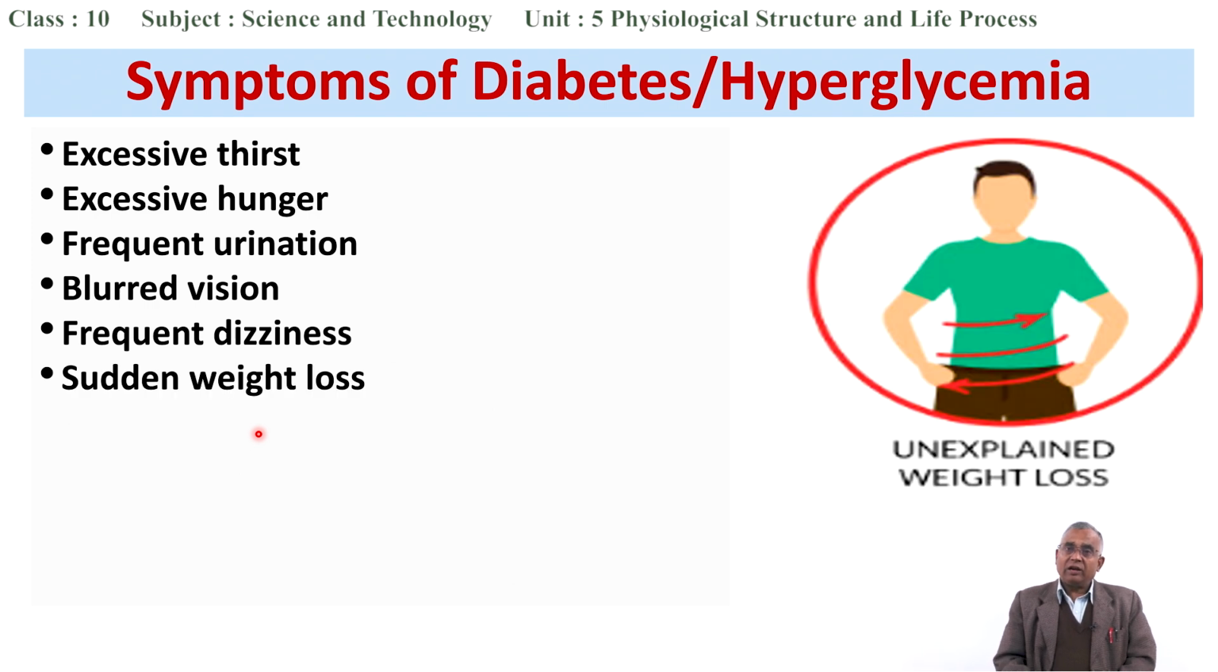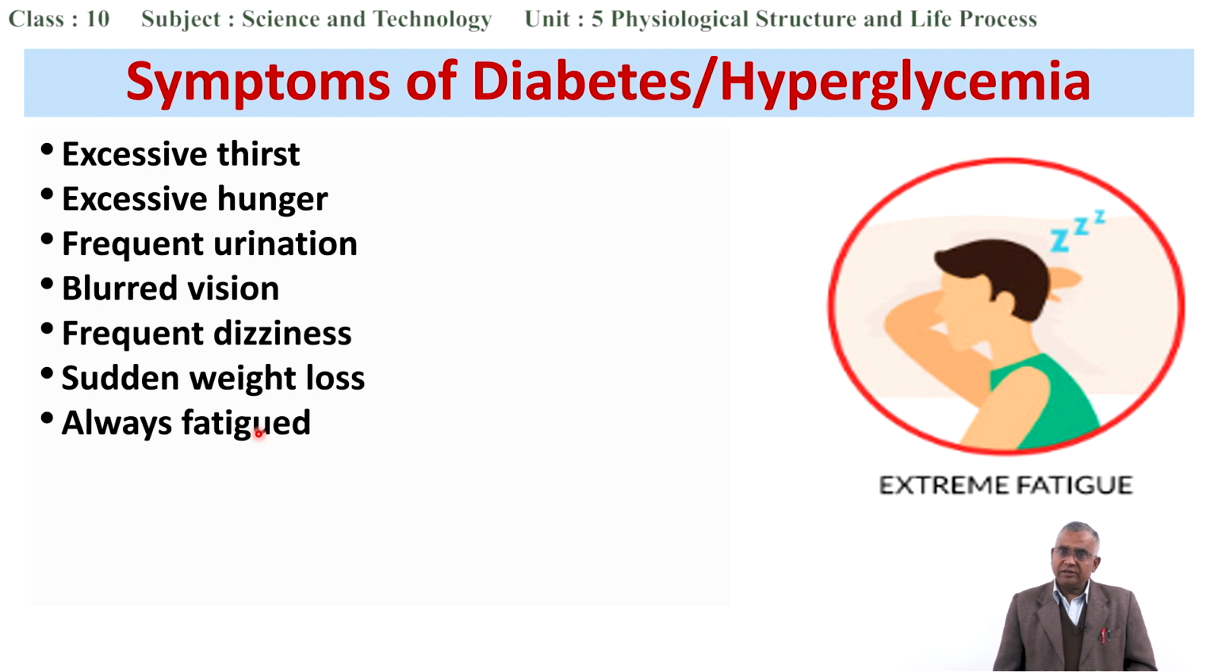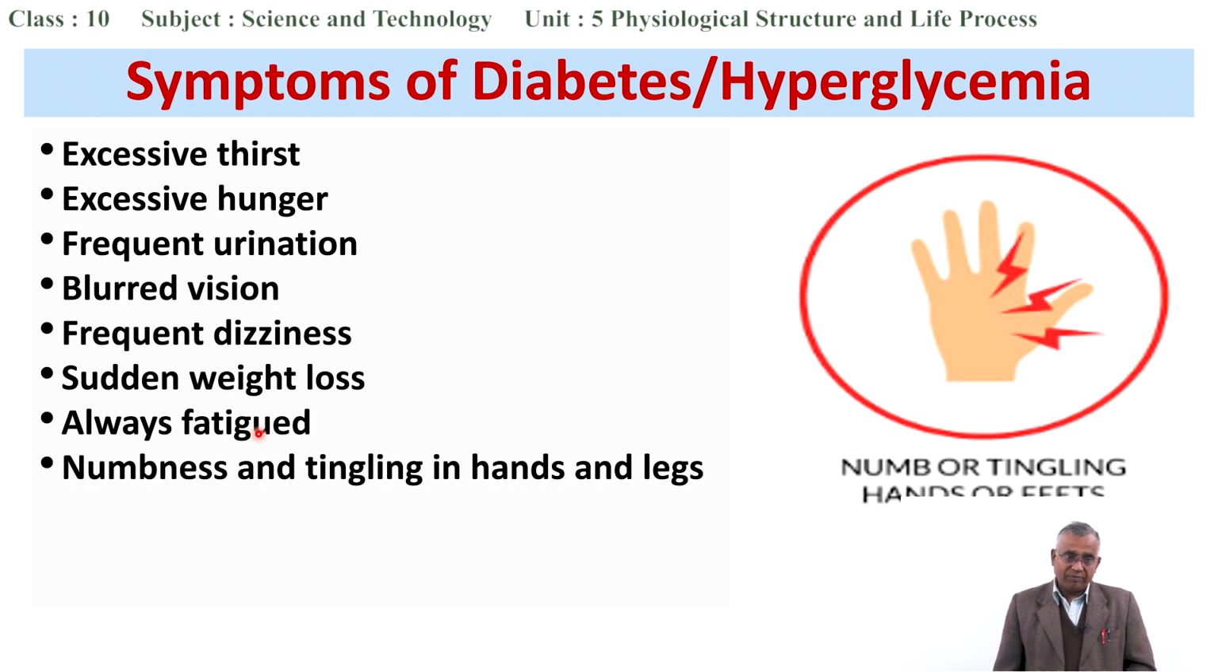Then sudden weight loss. Two or three months before, the person was healthy and not so thin, but after 2-3 months the body has lost a lot of weight without any exercise. If weight is lost by exercise, that's okay, but if it happens without exercise, that may be because of what? Diabetes. Next, always fatigued. In this case also, the same thing.